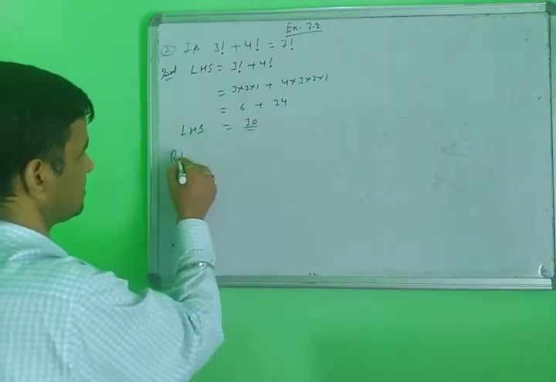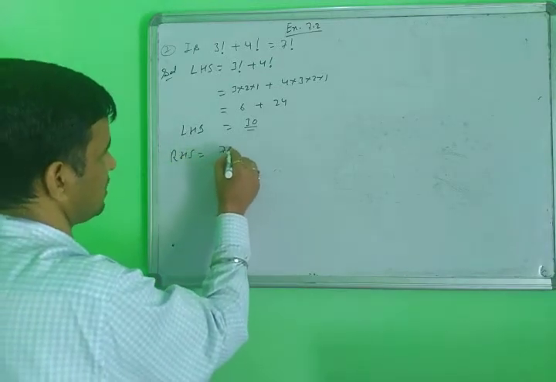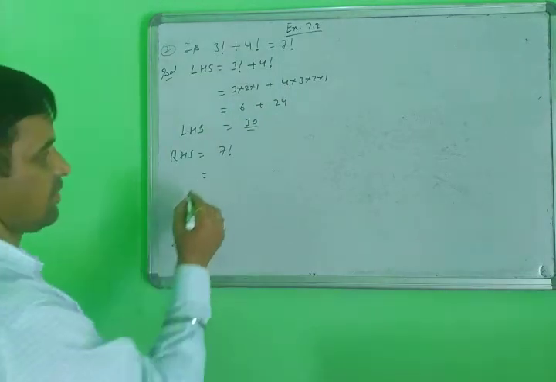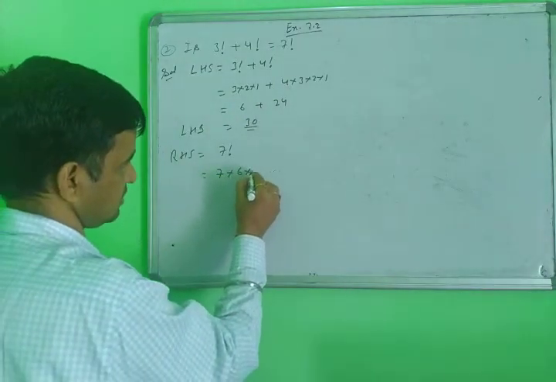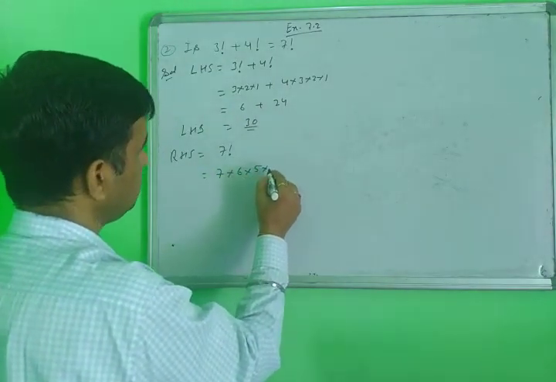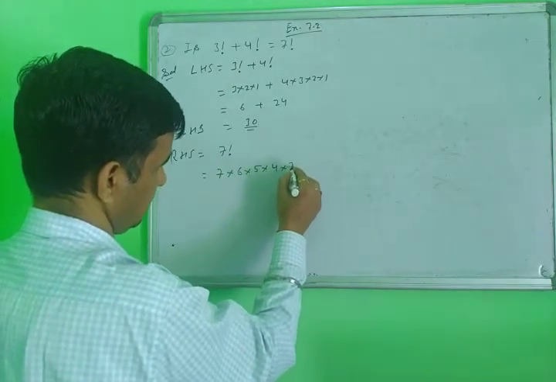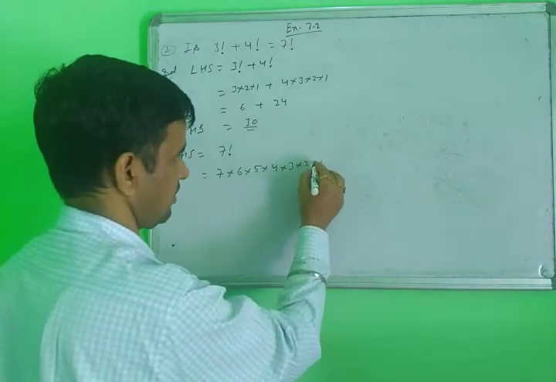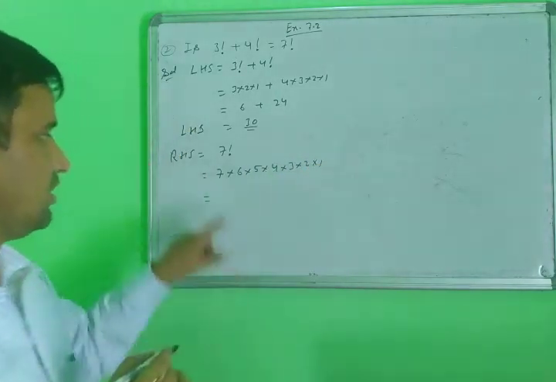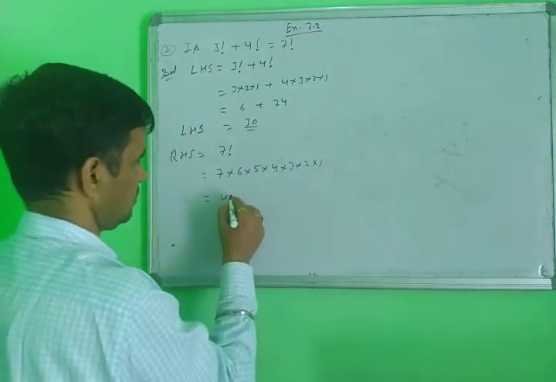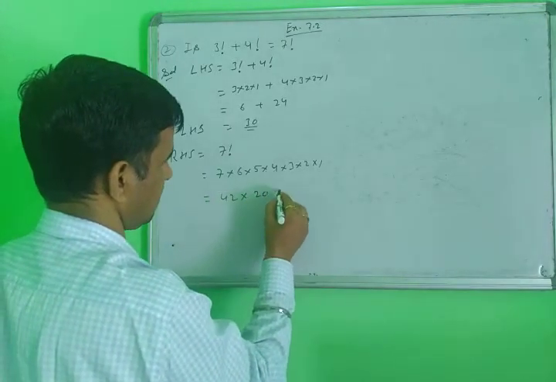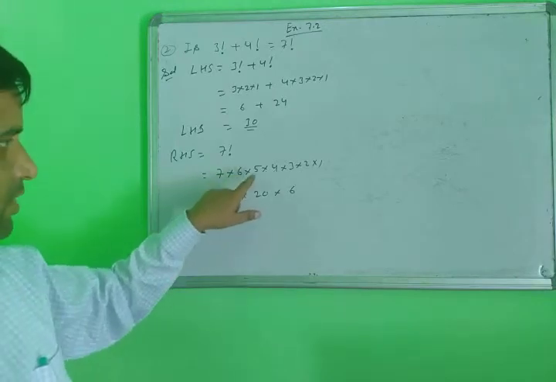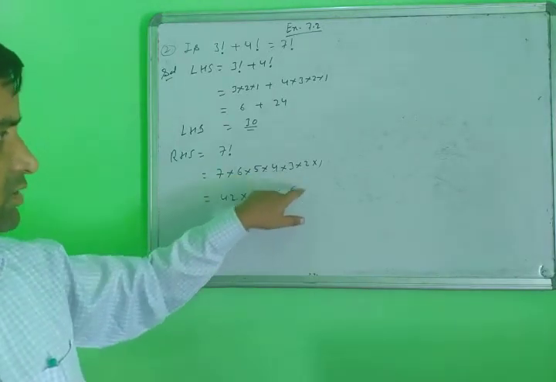Now the RHS, factorial 7. What is the value of factorial 7? This is the RHS part. So 7 into 6, 5 into 4, and 3 into 2 into 1. This is the value of factorial 7. Now multiply here. 7 times 6 is 42, 5 times 4 is 20, and 3 times 2 is 6.